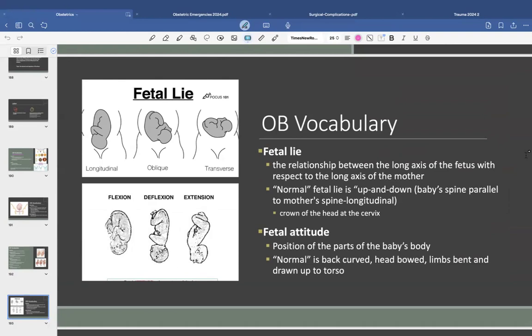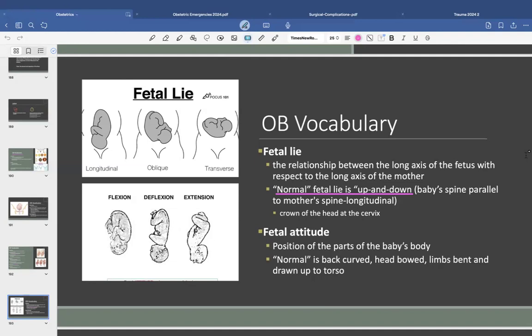Normal fetal lie is up and down, so the baby is longitudinal or parallel. The crown is at the head of the cervix, so that's the cephalic or vertex position. The baby can also be oblique, which is kind of turned sideways, or transverse, which we just talked about, where the shoulder more than likely is going to come out first. So that's the lie: the relationship between the long axis of the fetus and the long axis of the mother.